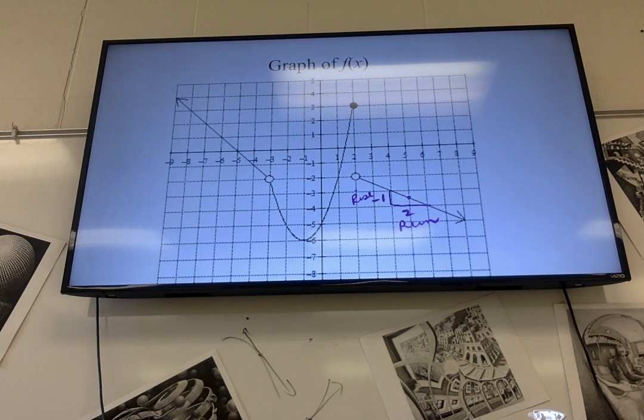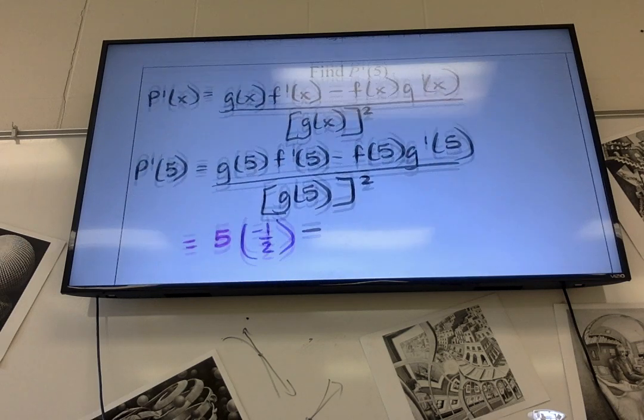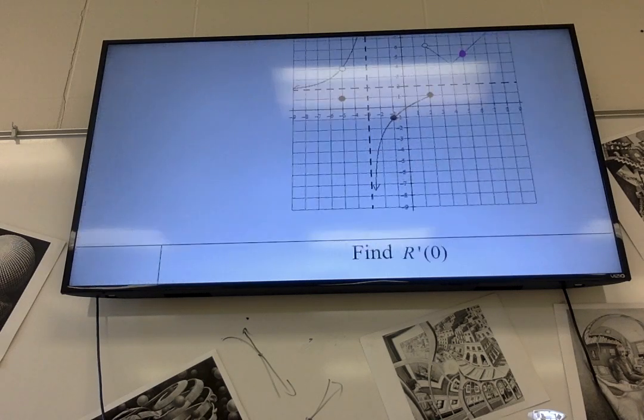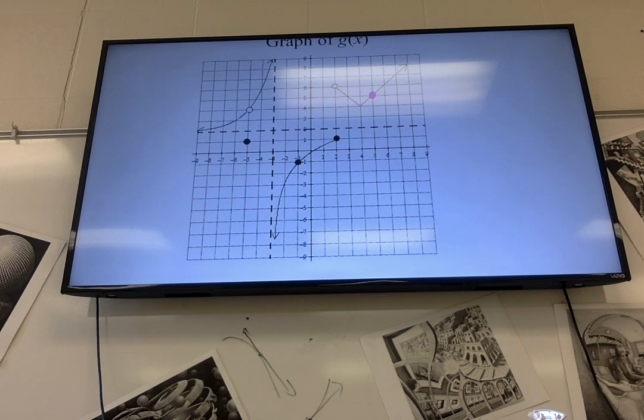F of 5. Am I reading this correctly? No, it's a weird point. It's negative 3.5. Yeah, negative 3.5. And now g prime of 5. That's over here. So you go to the right 1, up 1. It's the best slope ever. Rise over run is 1. Positive.